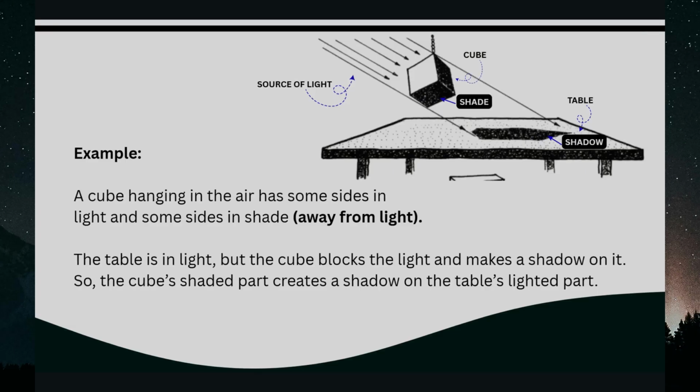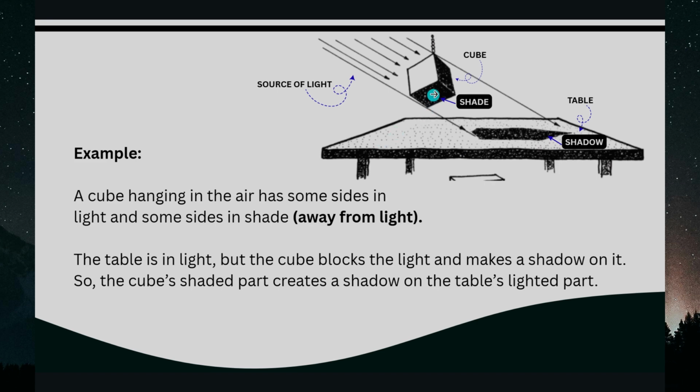In this first diagram, you guys can see easily that we have an object here that is a cube. The opposite part from the source of light, which is shown by these arrows, is known as shade. And the dark space created by the blocking of light is known as shadow. You guys can easily see this thing.